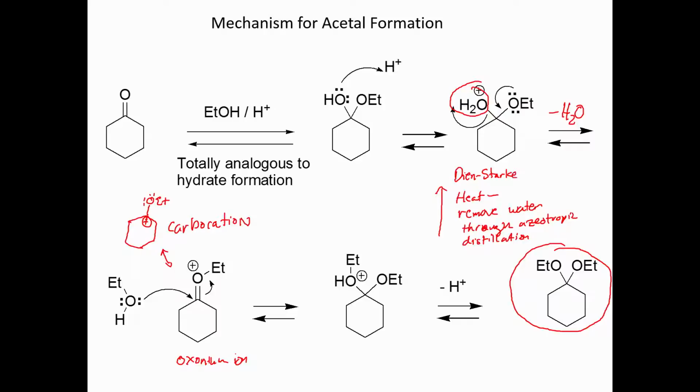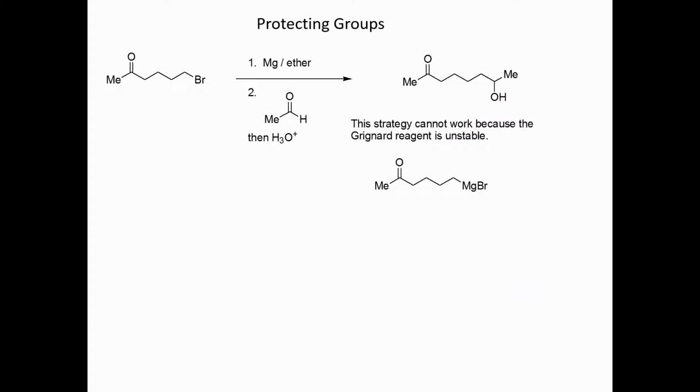This is a common technique that's used to drive the reaction to completion. The device that allows you to do this is called a Dean-Stark trap. I don't want to get too much into the design of the apparatus, but this is a very common technique that people will use during acetal formation reactions. Okay, let's look at one of the special uses of acetals.